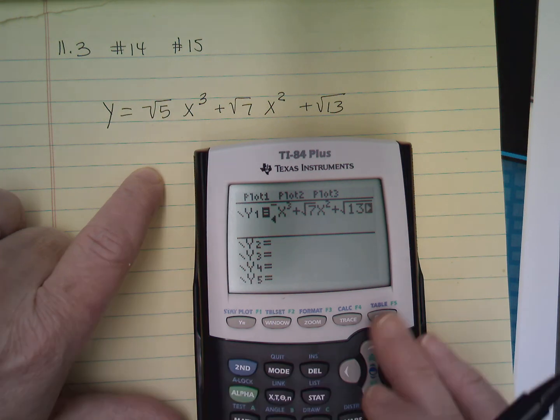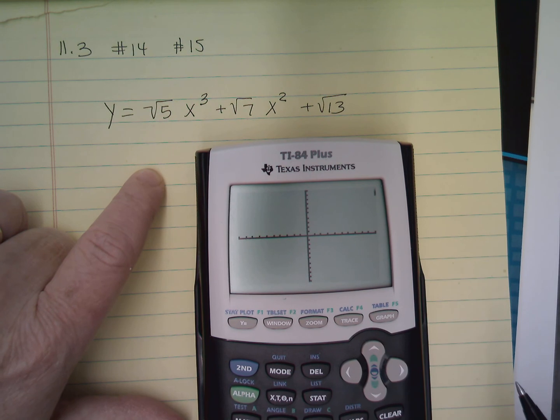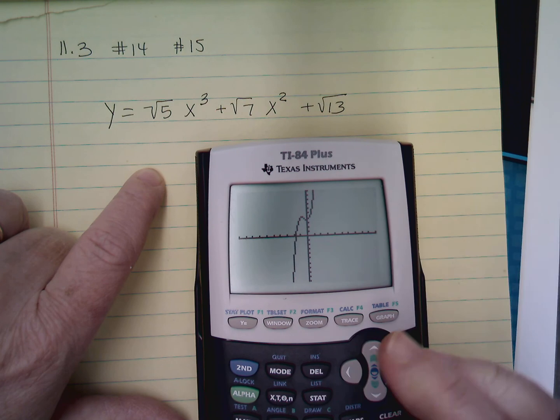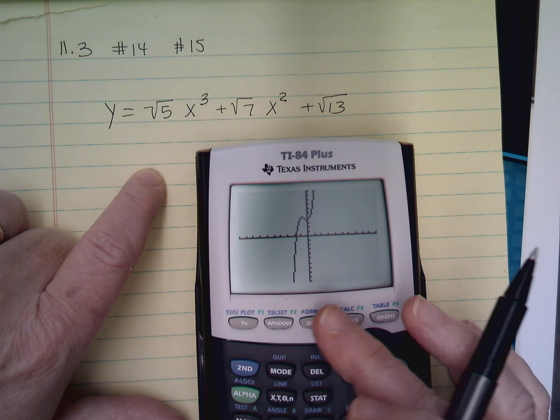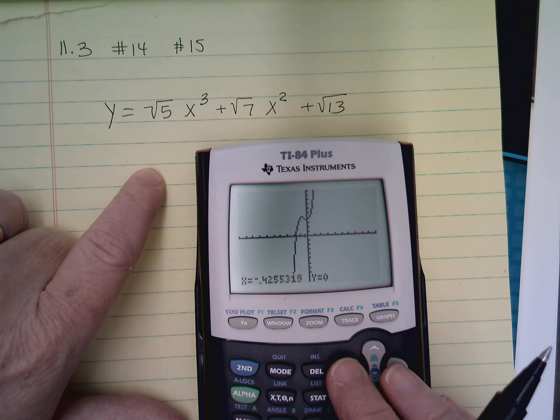And I want you to go to the graph. So I want you to press graph. Now what we're looking for are the real zeros. And there's going to be one real zero right there. And we can zoom in. I could do zoom in on that little spot.